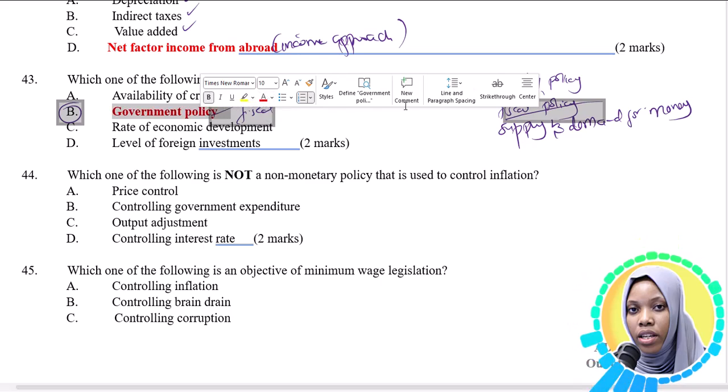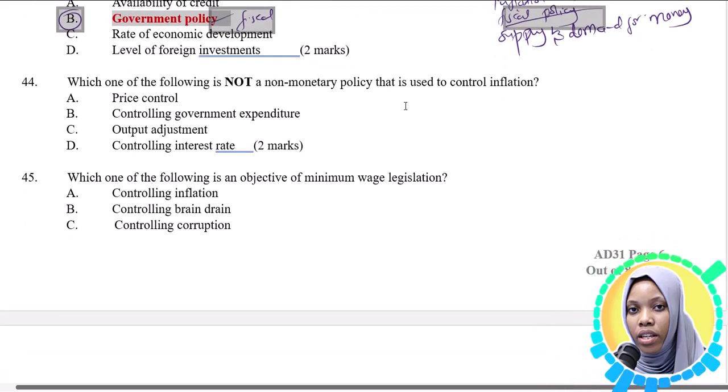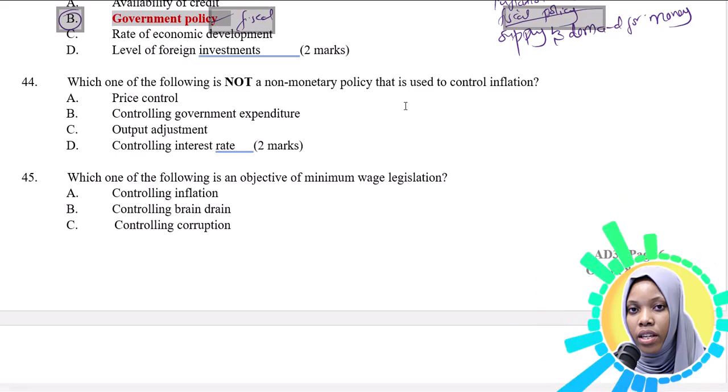We very fast move to question number 44, which reads, which one of the following is not a non-monetary policy that is used to control inflation? So it means it's a monetary policy. The examiner here did something, I don't know what they did, but here we're looking for the monetary policy tool.